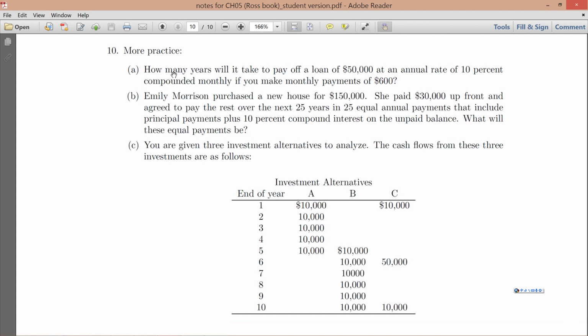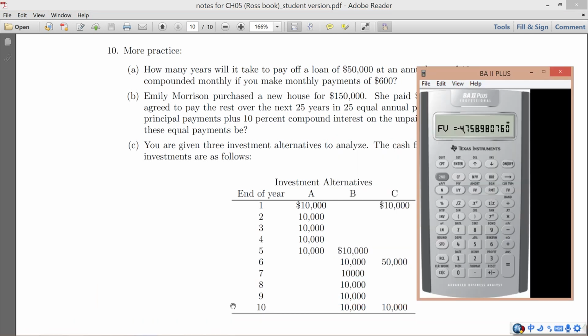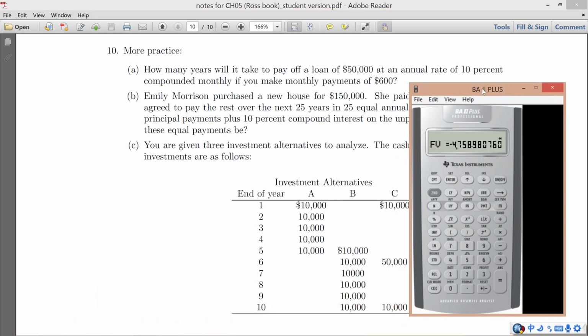In the first one, it's asking you how many years it takes to pay off a loan of $50,000 at an annual rate of 10% compounded monthly, if every month you pay $600. So this question is essentially asking you about the payment on an amortized loan. So we go second, clear time value of money, and second quit. Now everything is set back to 0.